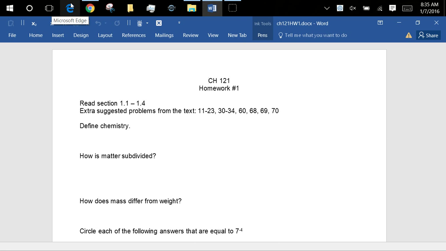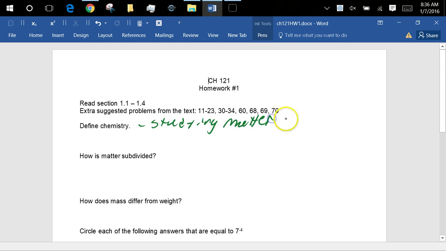Okay, what do you guys have for this first one? What did you need for our chemistry definition? Say again? Okay, there's two points to it. We're going to have something about studying matter. Electron actions. Yeah.